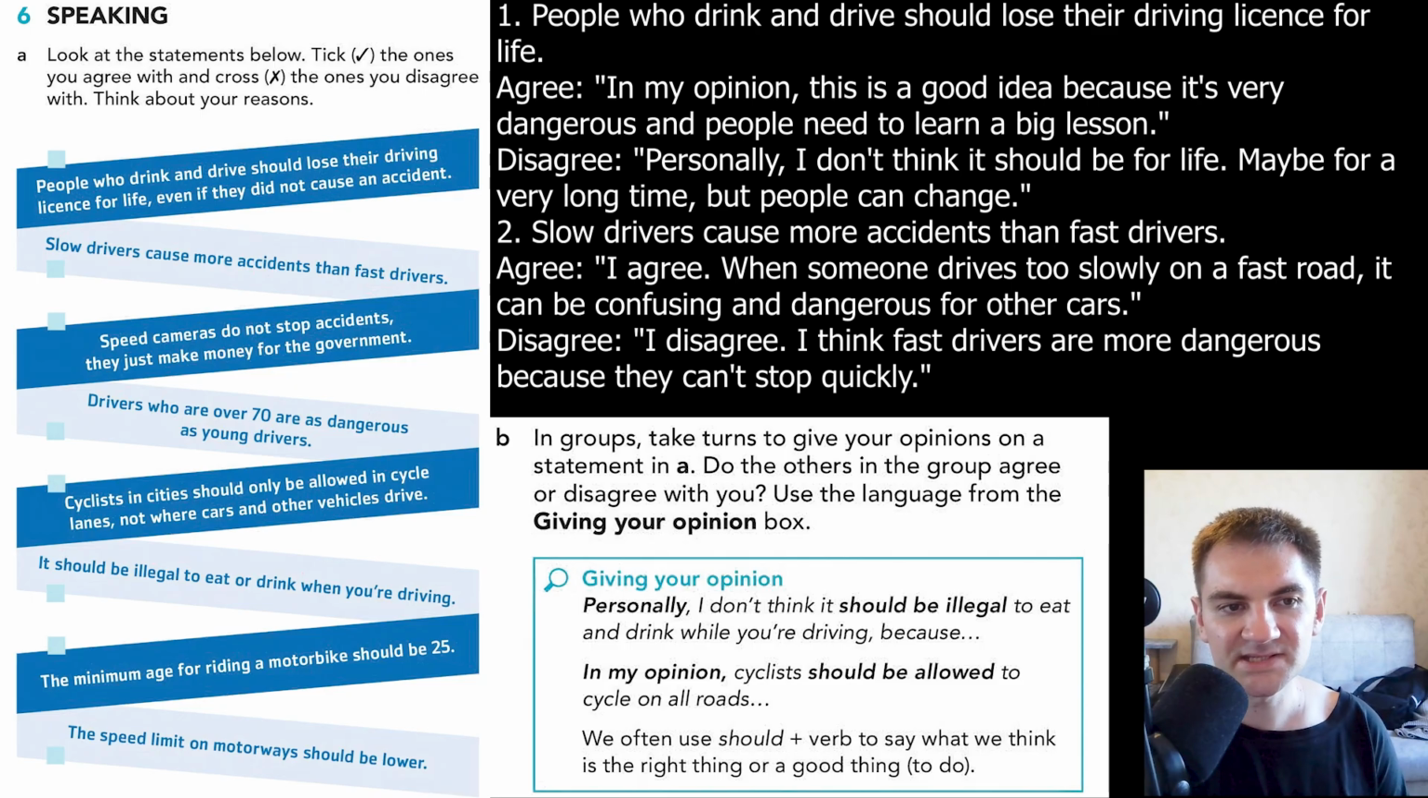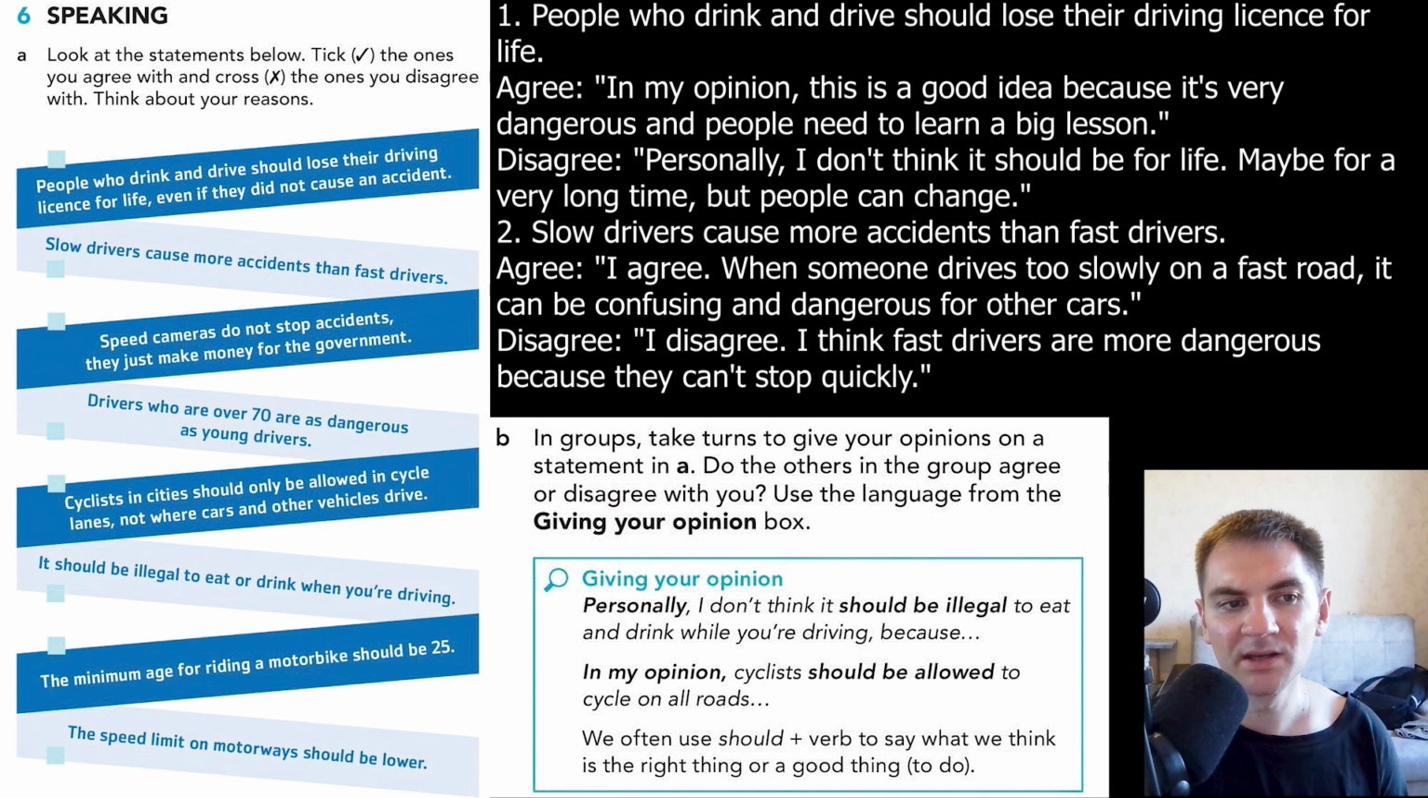Part 6. Speaking. Your opinions on driving. First, think on your own. Read the statements and put a tick if you agree and an X if you disagree. Think about why you feel that way. Then, read this statement and say your opinion. Let's look at some examples of what to say.